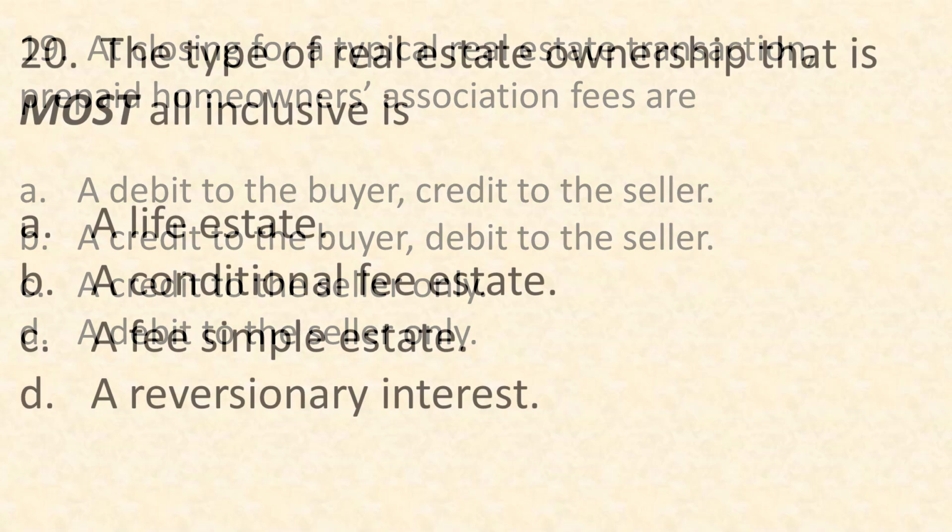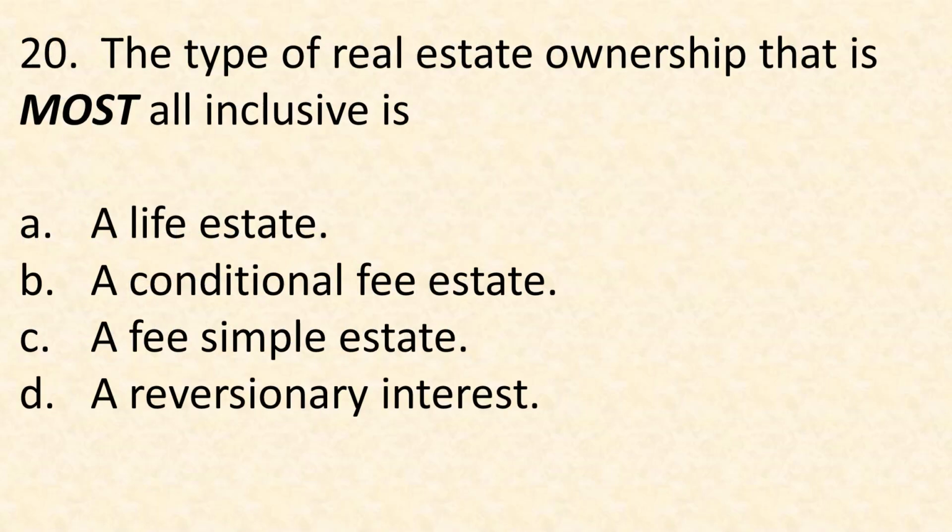Question number 20. The type of real estate ownership that is most all-inclusive is A. A life estate. B. A conditional fee estate. C. A fee simple estate. Or D. A reversionary interest.